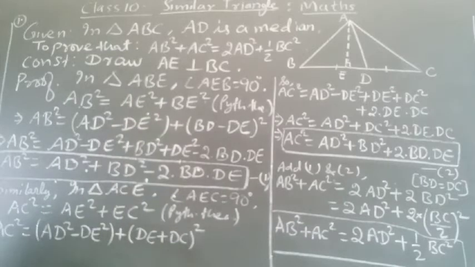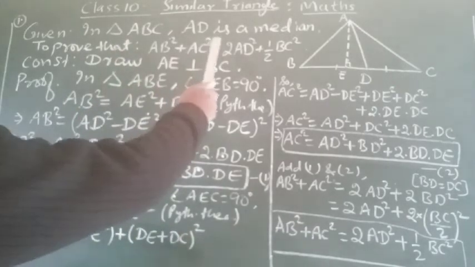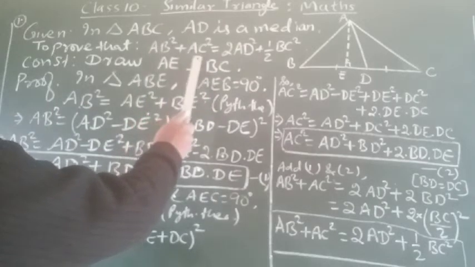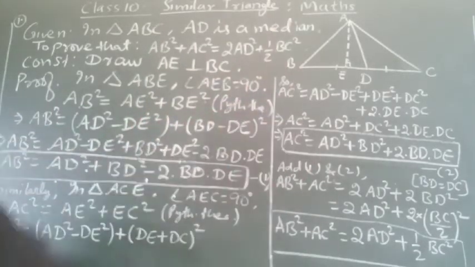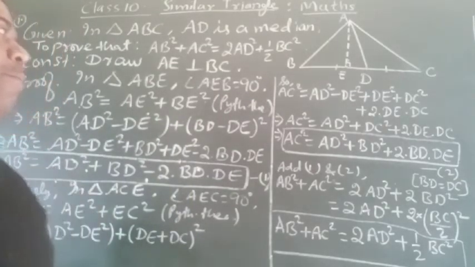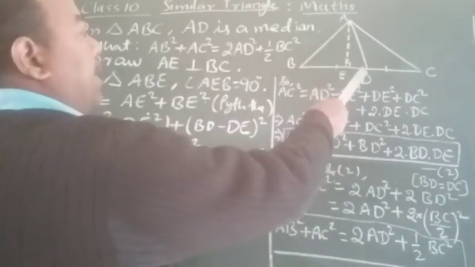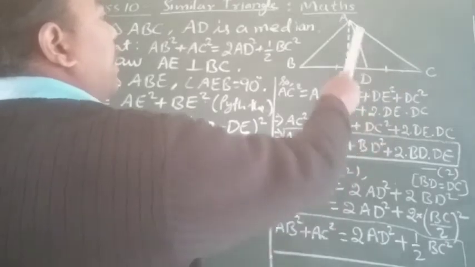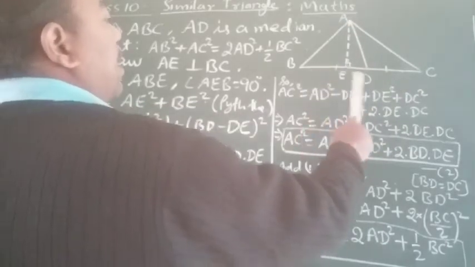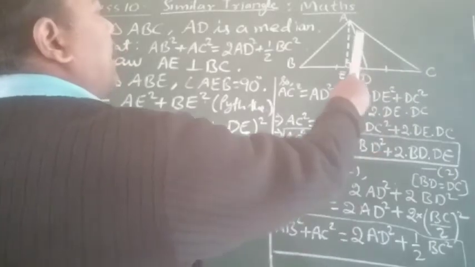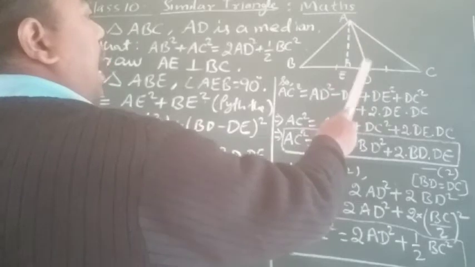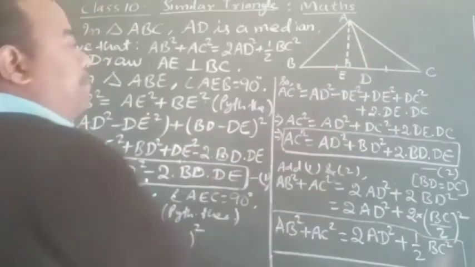Look at this. In triangle ABC, AD is a median and we have to prove that AB square plus AC square equals 2AD square plus half BC square. Students, first we should know the meaning of median. A median is a line segment that joins the midpoint of a side to the vertex of the opposite angle. That means BC is the side, the opposite vertex is A, and D is the midpoint of BC, so AD is the median.